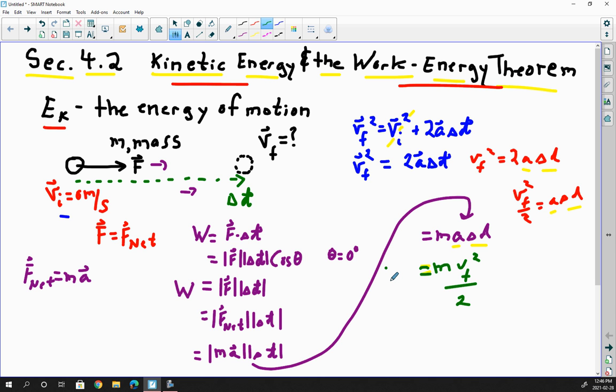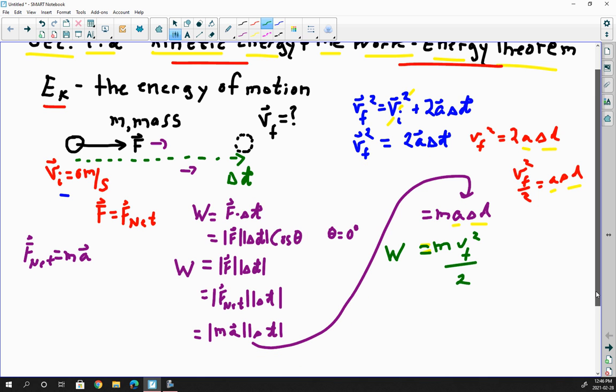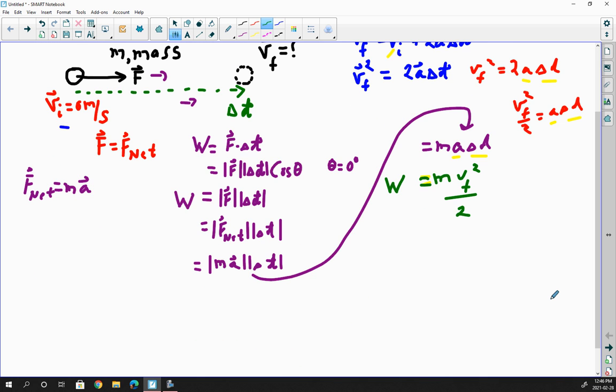So we have found the work that this force has done, and therefore, since it's the only force, the net work done on it. And since the object has sped up, it's gotten faster, we know that work is equal to change in energy. We know that work is change in energy, and the energy that's changing is kinetic energy.